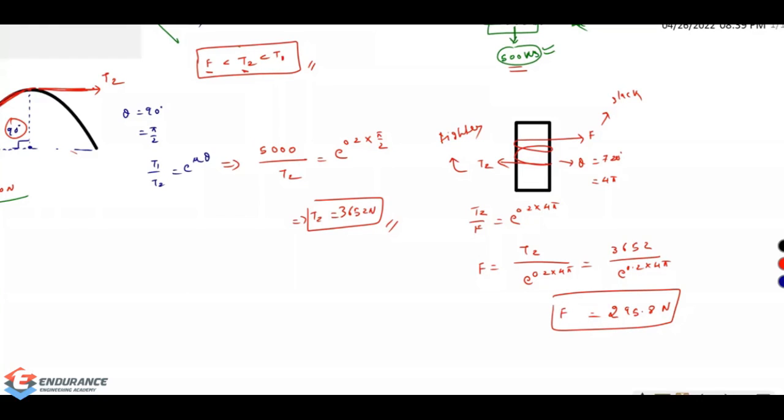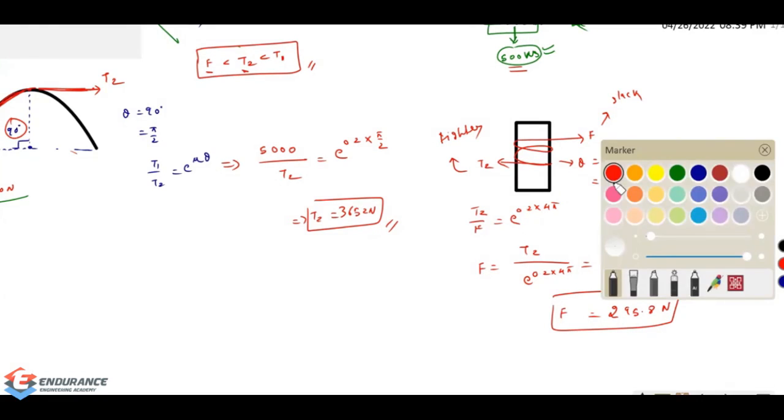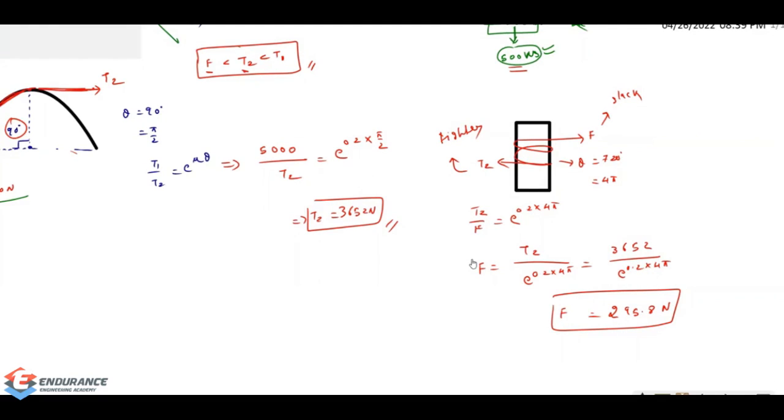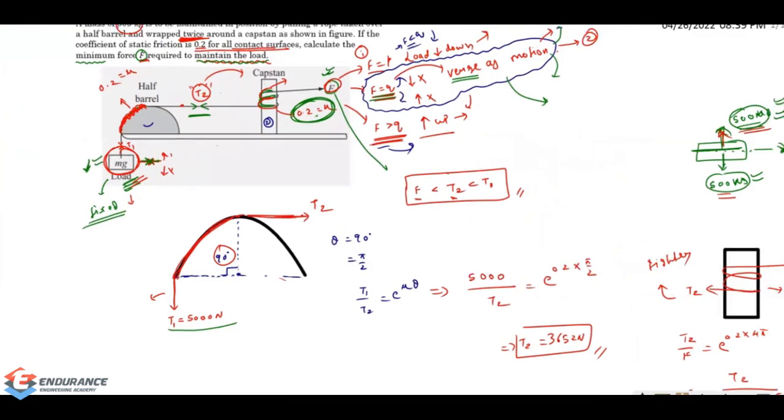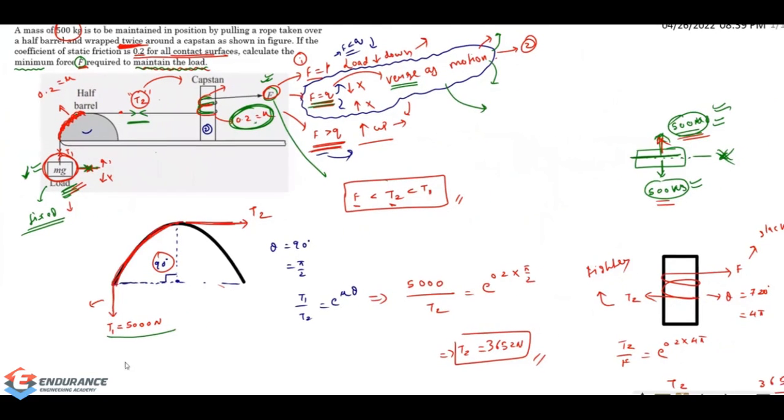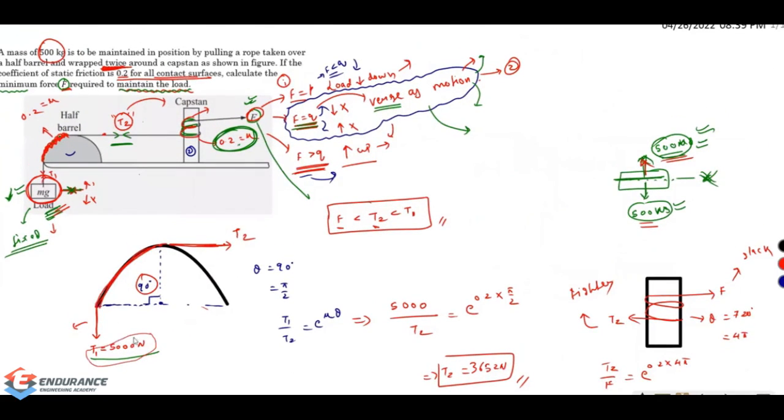Now you can easily understand this, right? We are holding a load of 5000 Newton with the help of just 295 Newton of force. How could I do this? Because of the friction between the barrel and this rope, and also the friction between the capstan and the rope. But there is going to be a huge twist when I try to lift it.